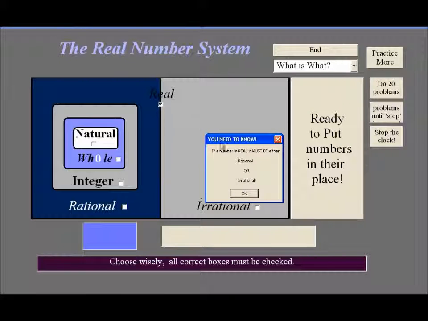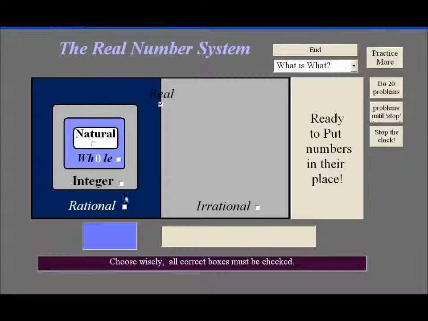Now here, see I put this warning. You need to know if a number is real, it must be either rational or irrational. You can't just say, I want a real number. It either has to be rational, then it's real, or it has to be irrational. There's nothing in between.